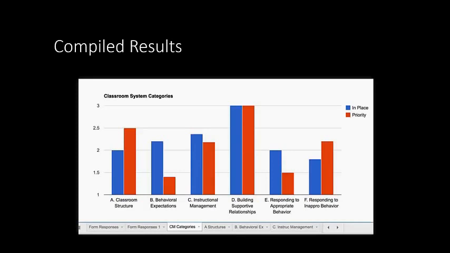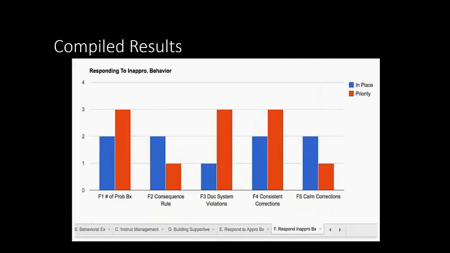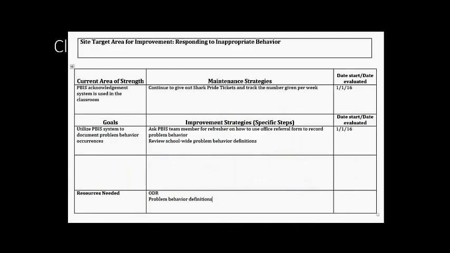So what we're looking for here would be a low blue bar and a high red bar, because that would mean that it's not totally in place and it's a high priority. And you can see down there in F, responding to inappropriate behavior. That is our area. And then they were able to look a little bit deeper here as to what's going on at the particular items. And they identified that responding to inappropriate behavior was the area to target.